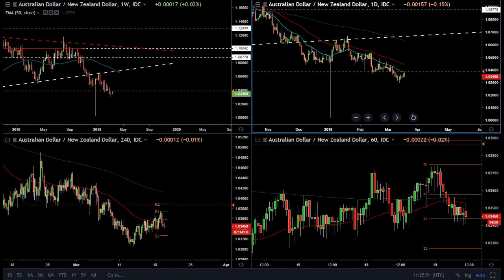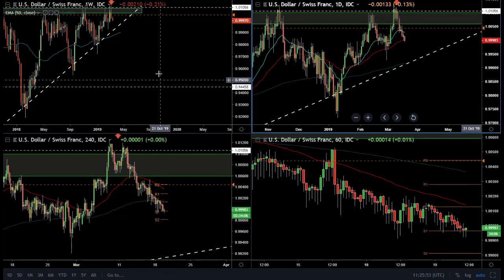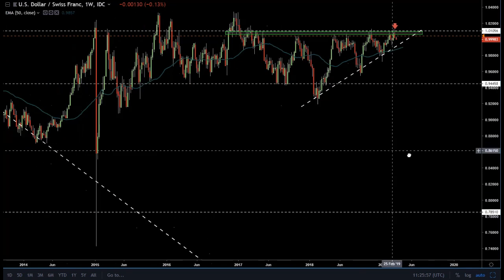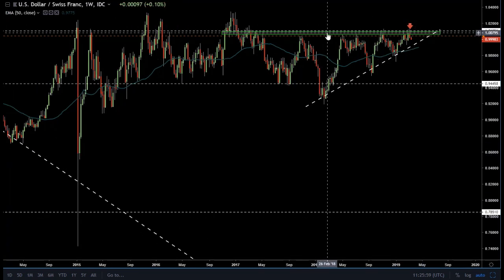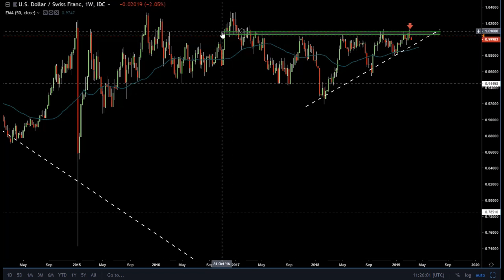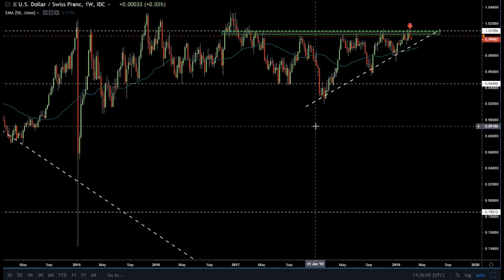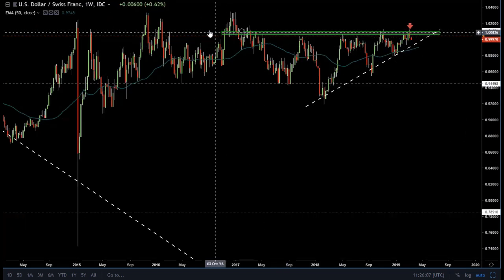Now one pair that is different from the rest, and it features the US dollar, is this US dollar Swiss franc, and the reason for that is because we have what I meant previously with the range having a very clear resistance zone as well as multiple bounces. So we can clearly see that that's the case here.